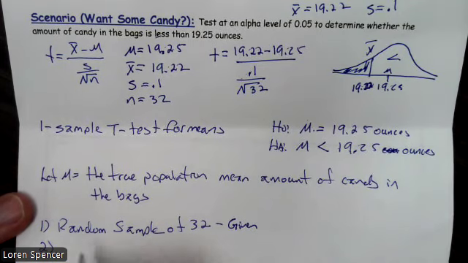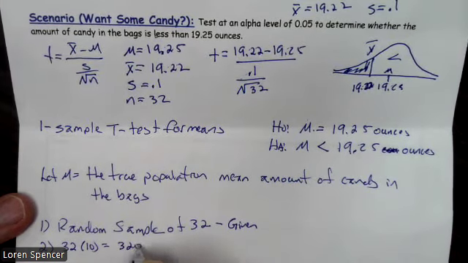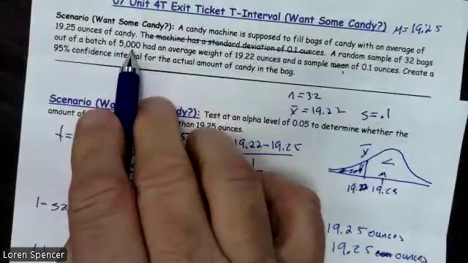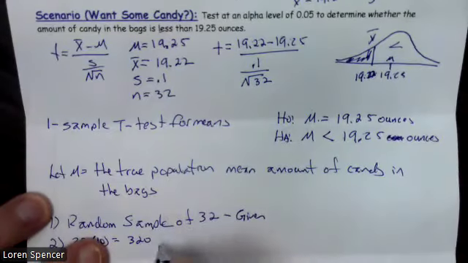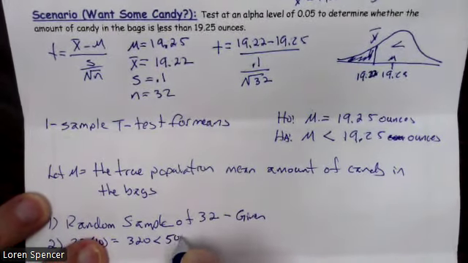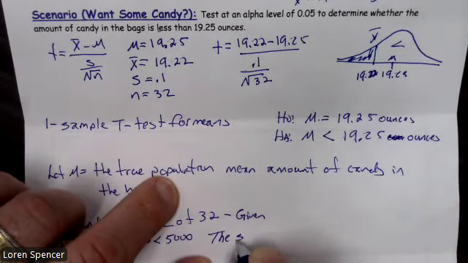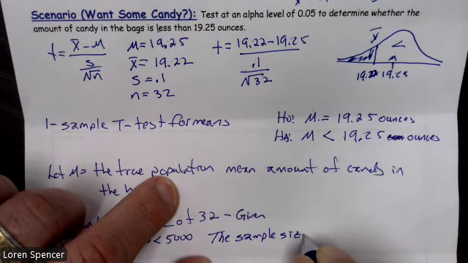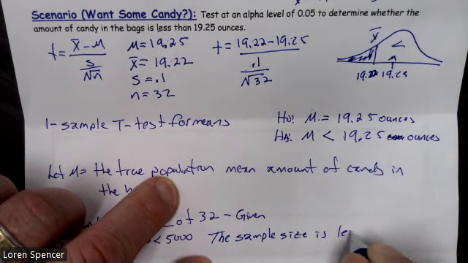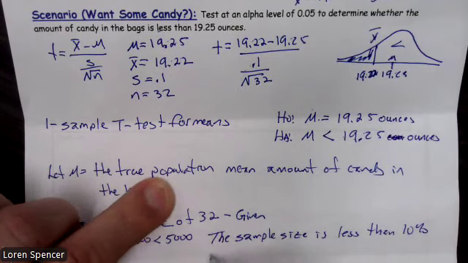Then we need to check the independence condition, and we'll go, is it too big? So 32 times 10 is 320. But they said that there is a batch of 5,000. 320 is less than 5,000. The sample size is less than 10% of the population.